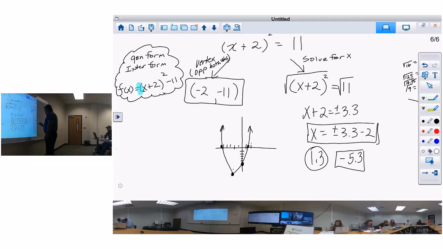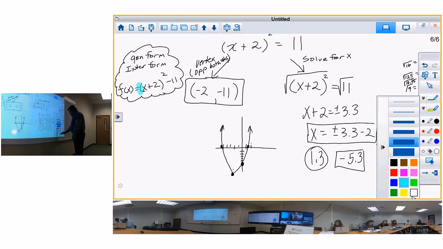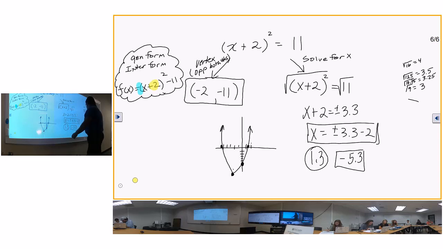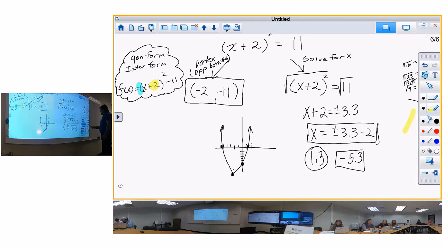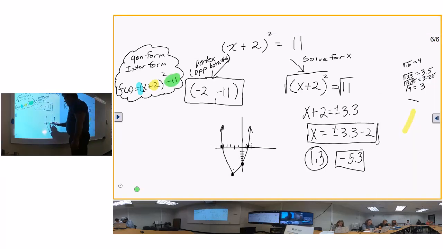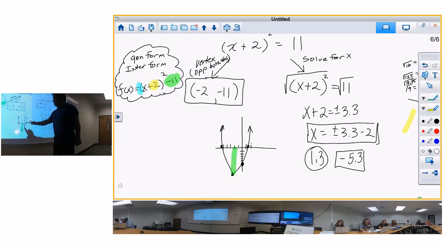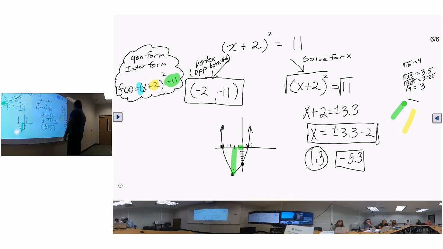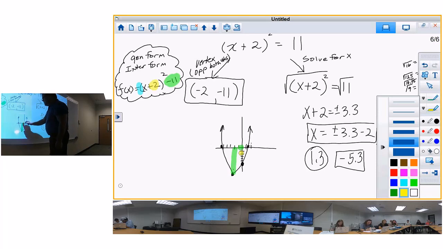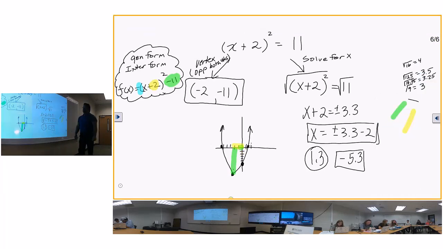All right, now let's go to the horizontal shift. It's positive 2. So that means left, how many? 2 places. 1, 2. Yep. And then the vertical shift is what? Negative 11. So there's your vertical shift. Horizontal shift is always the opposite. There's your vertical shift and horizontal shift.